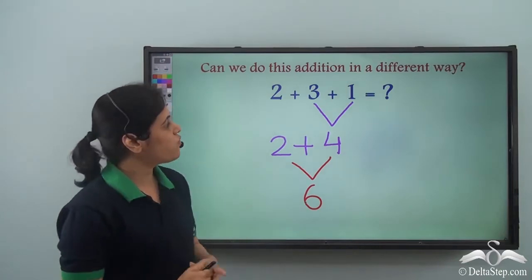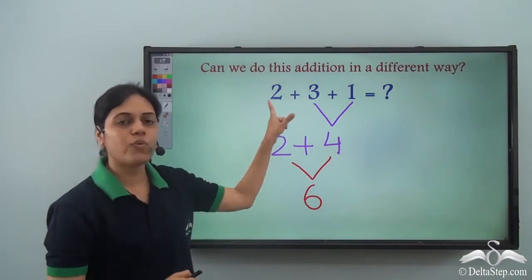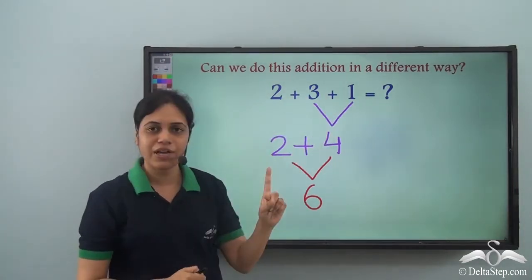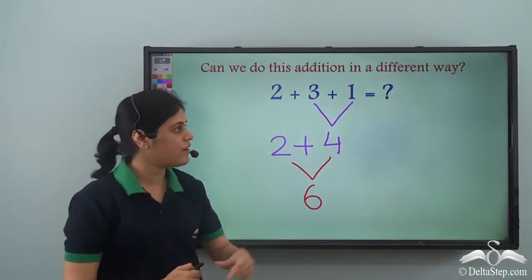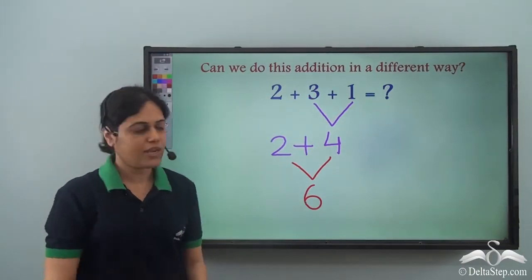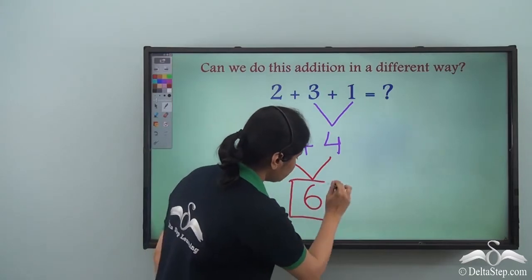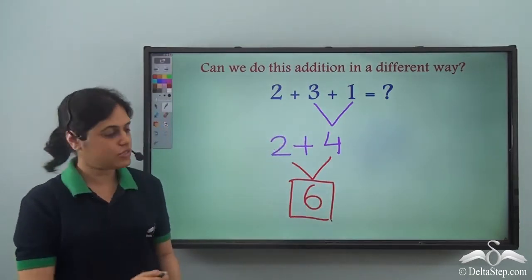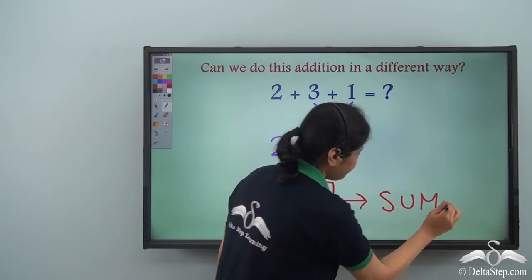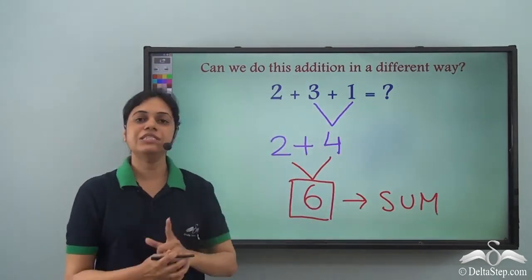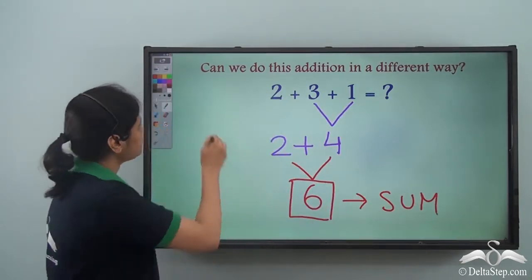Now 6 was what we got when we added 2 and 3 first and then added 1. In this case, we add the last two numbers, that is 3 plus 1, and then add 2 to it. And we get the same answer, that is 6. So 6 is the answer or the sum when we added these three numbers.